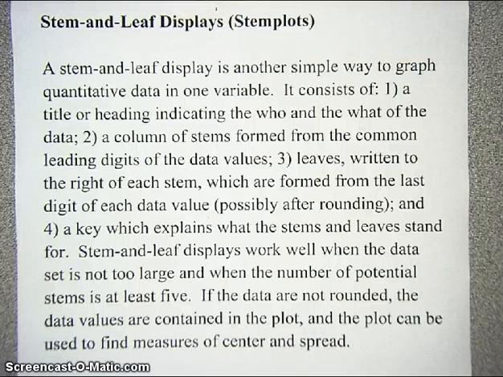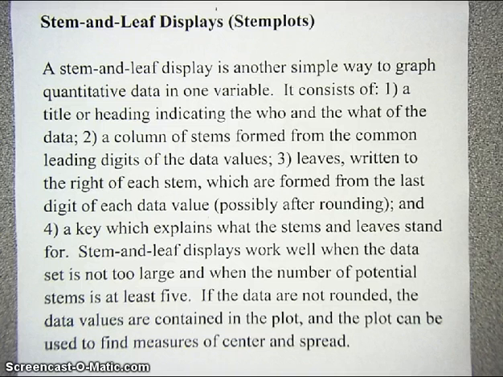Another way to graph quantitative data is with a stem and leaf display, or what some people call a stem plot for short. The basic idea in this kind of display is that if you look at your data, you might see that some of them have the same leading digit or leading digits, and you can group those observations together. In your graph you write the common leading digits as what they call a stem, and then to the right of that you write all the individual last digits for each individual observation, and those are called the leaves.